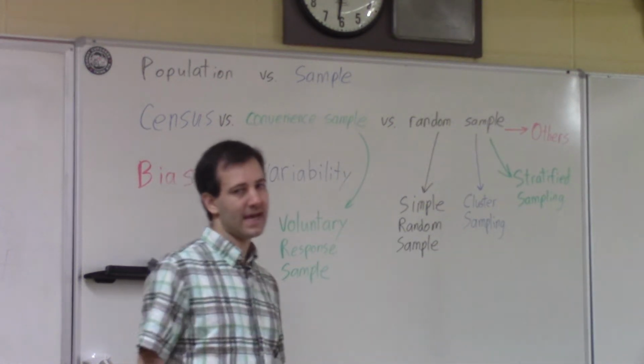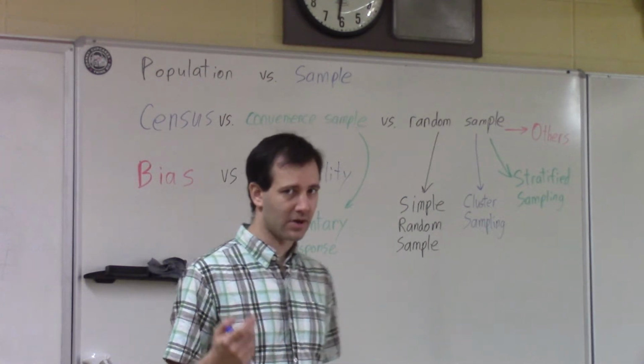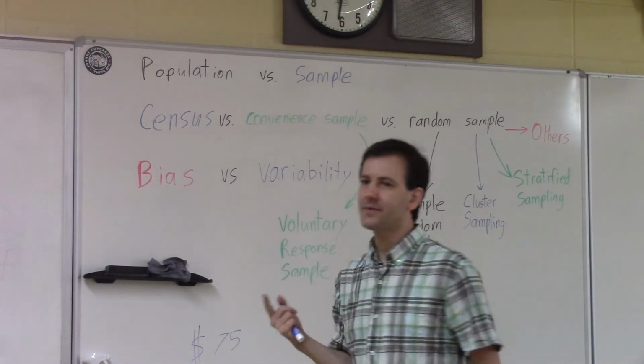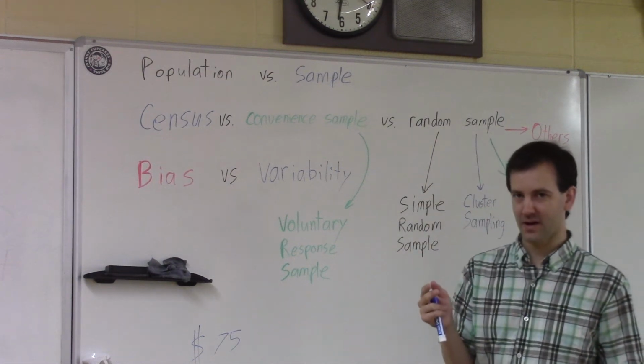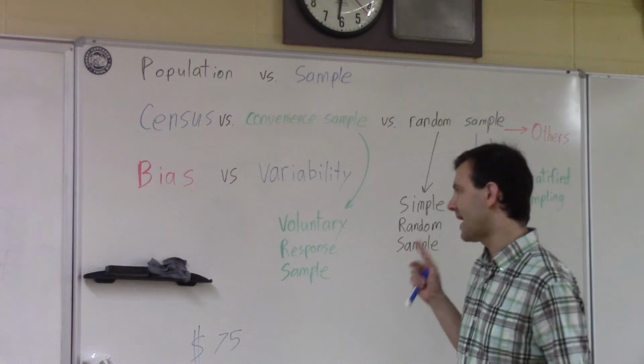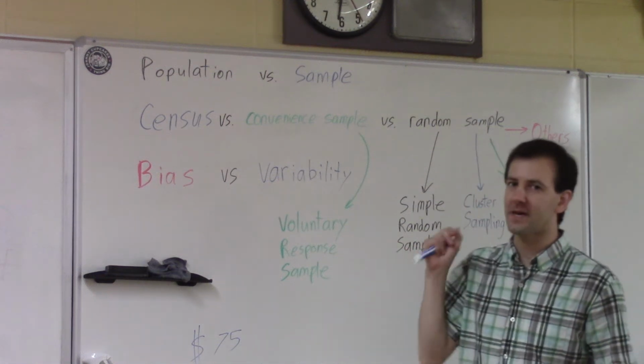So now let's take a look at some of the things that can go wrong. And there's really 2 categories for how things can go wrong. Bias and variability are very different. People always use the word bias when they mean variability. Be careful of that.